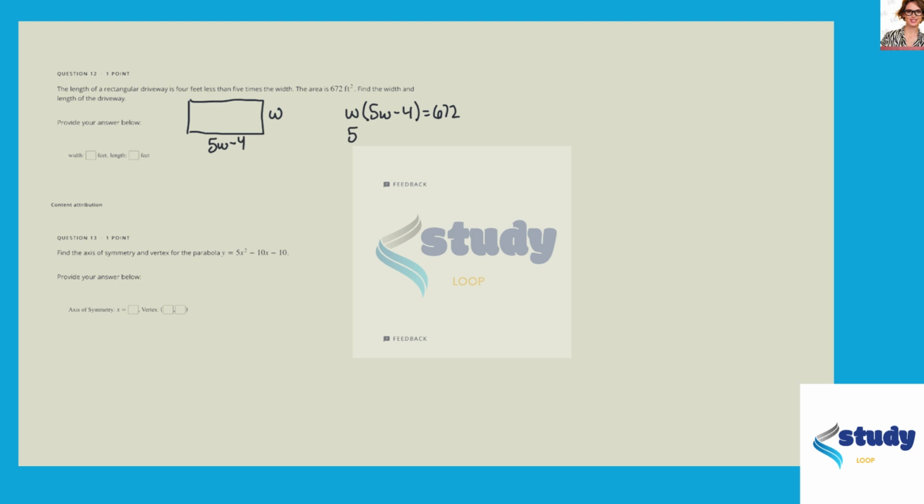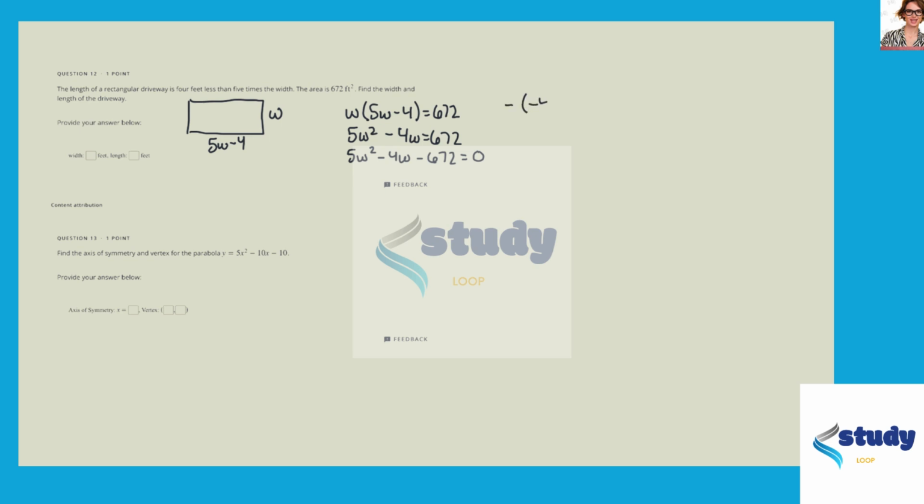So 5w squared minus 4w equals 672. And so 5w squared minus 4w minus 672 equals 0. And then I'm going to figure out how to solve this. I'm going to use the quadratic formula to solve for this.